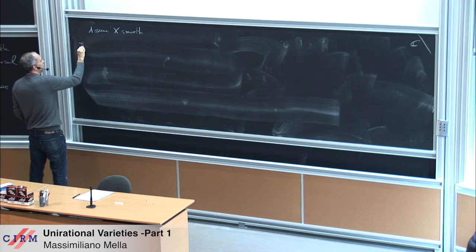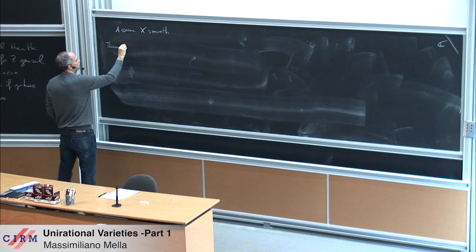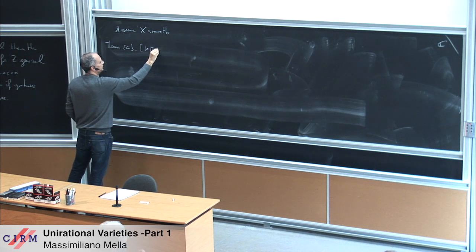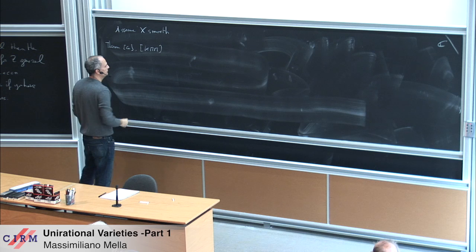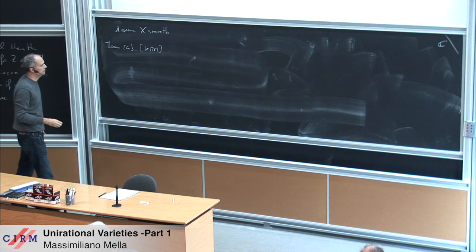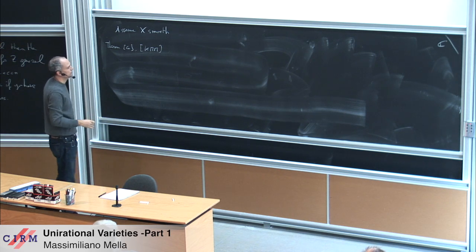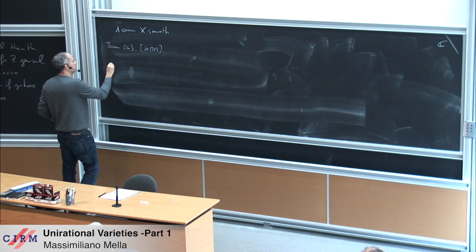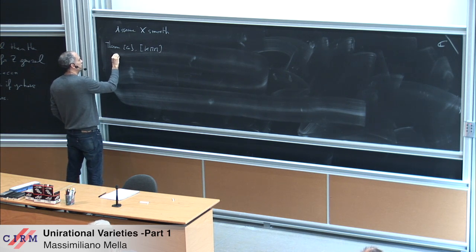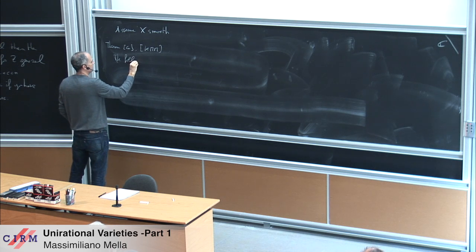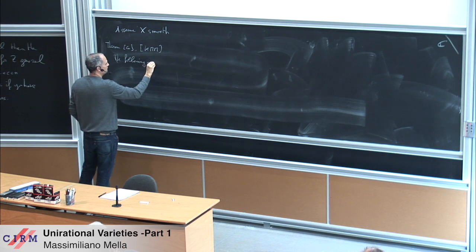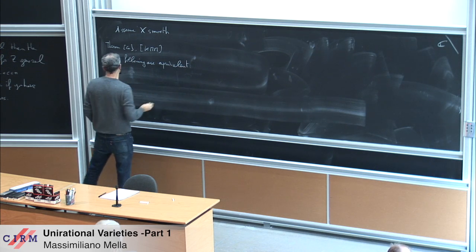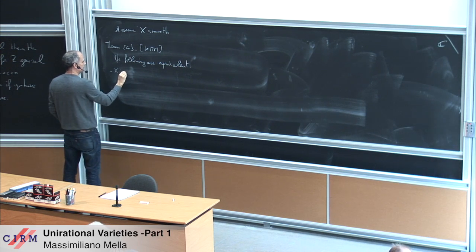Then we have the following theorem, which has been proved by Campana and Kollár-Miyaoka-Mori. I mean, lots of people worked in this direction at a certain time. It gives equivalent conditions, an equivalent local condition, to be rationally connected. So the following are equivalent. X is rationally connected.